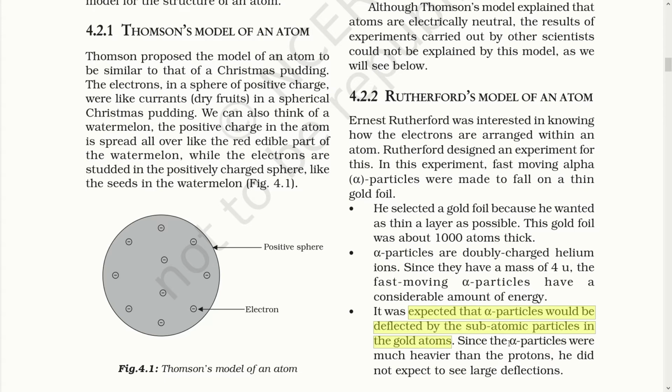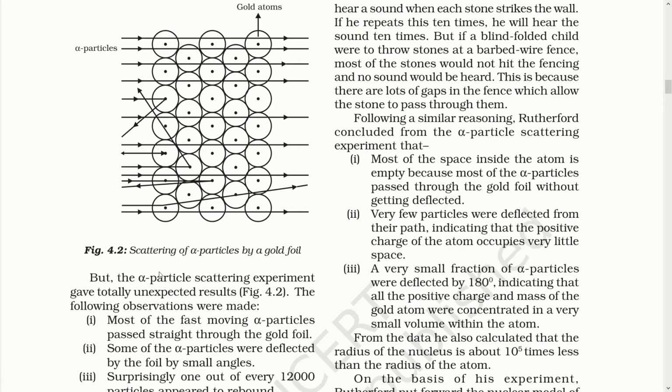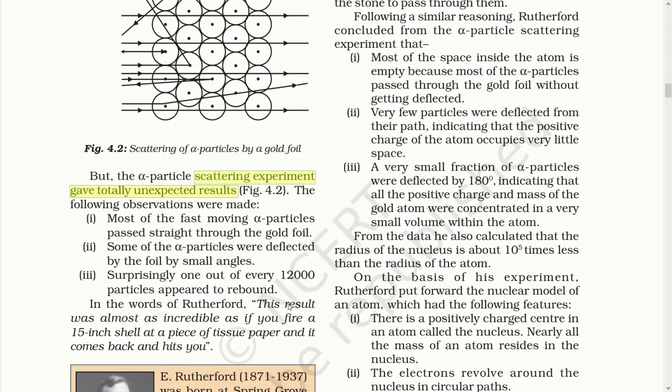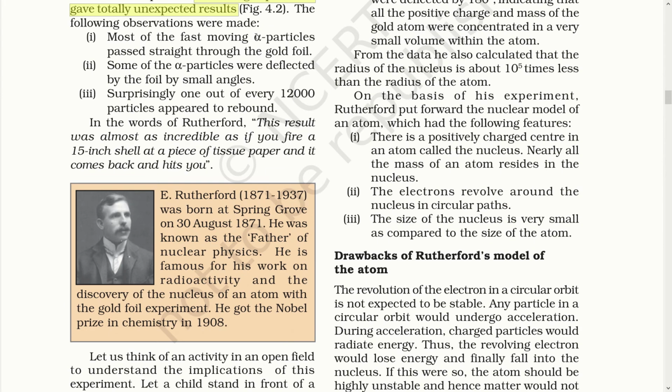Since the alpha particles were much heavier than the proton, he did not expect to see large deflections. But the alpha particle scattering experiment gave a totally unexpected result. The following observations were made. Most of the fast moving alpha particles passed straight through the gold foil. Instead of deflecting back or reflecting back, they straight away passed through the gold foil.